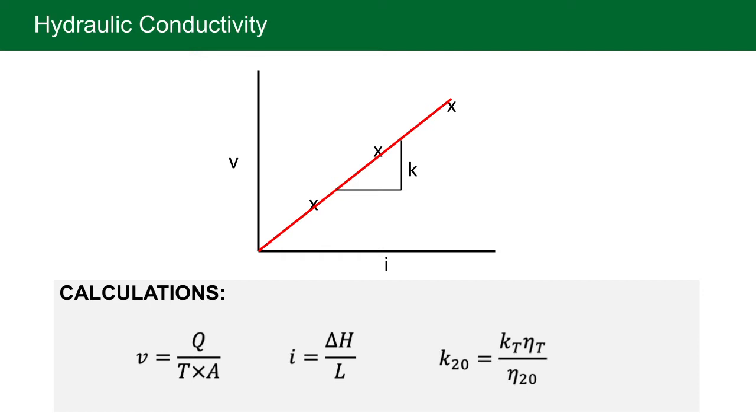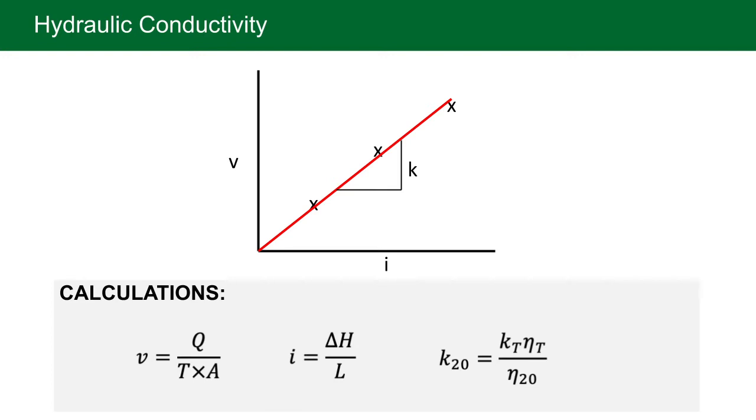Your discharge velocity is calculated by Q divided by TA, where Q is your discharge quantity, which is what you gathered in the graduated cylinder. T is the time it took to do that, which you recorded, and A is the cross-sectional area of the permeameter. And we're going to plot all of these points on the y-axis.